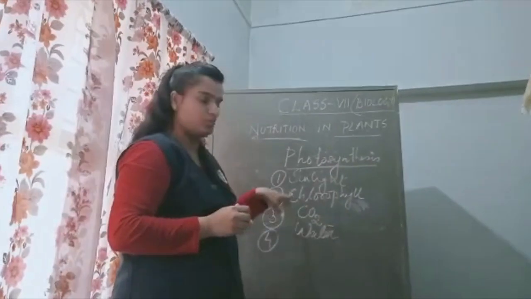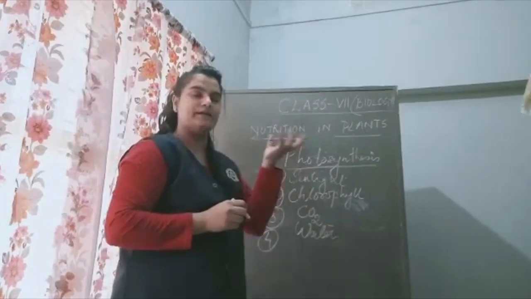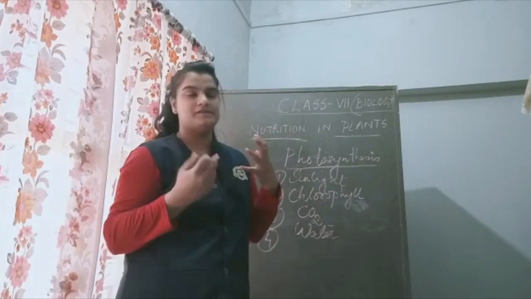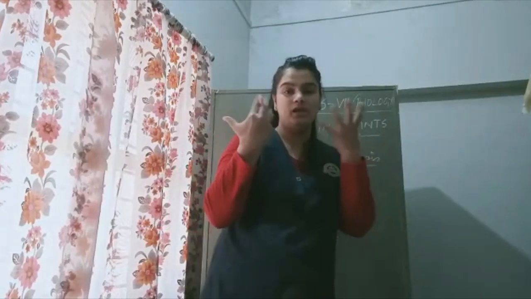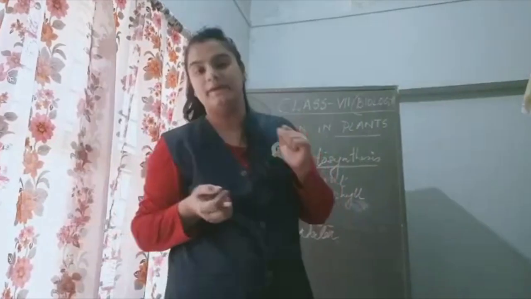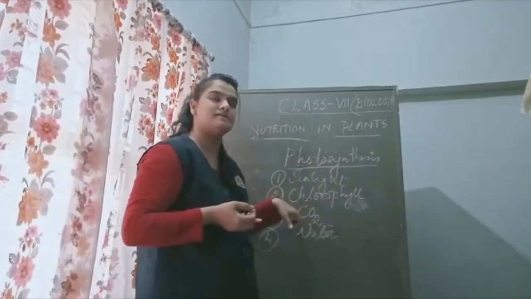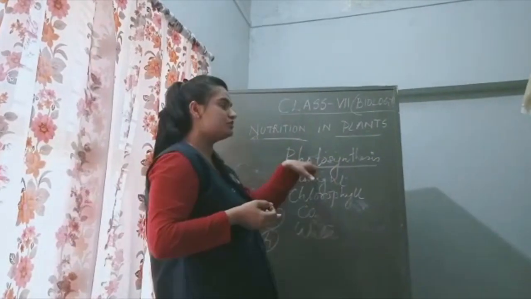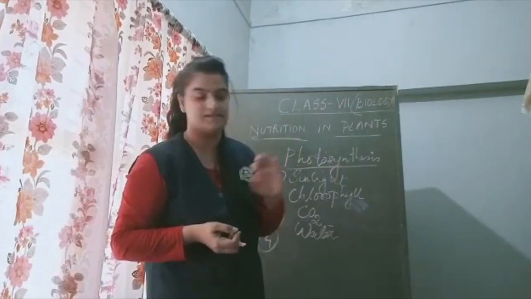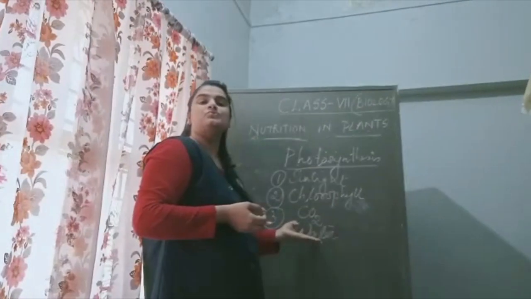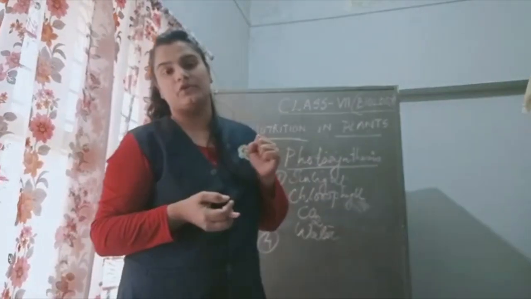Carbon dioxide, where do they get it from? It is from the atmosphere. When we human beings and animals exhale, we give out carbon dioxide. That carbon dioxide is utilized by the plants during photosynthesis. Water: the roots of the plants absorb the water from the soil.